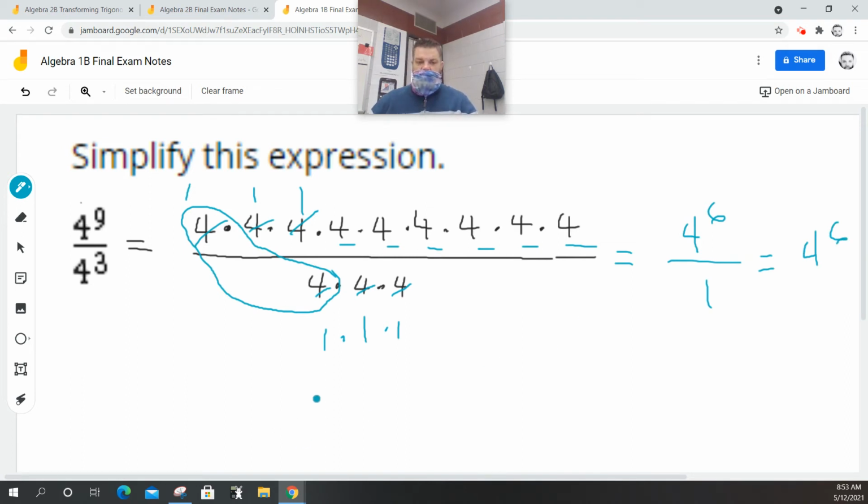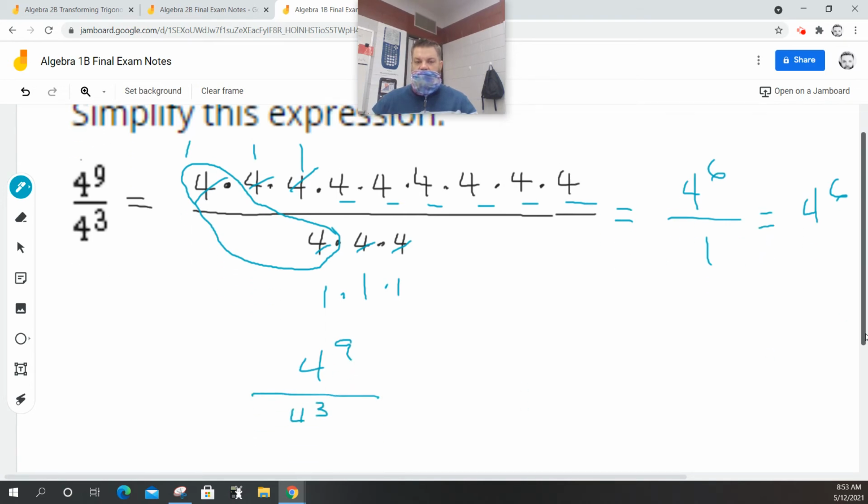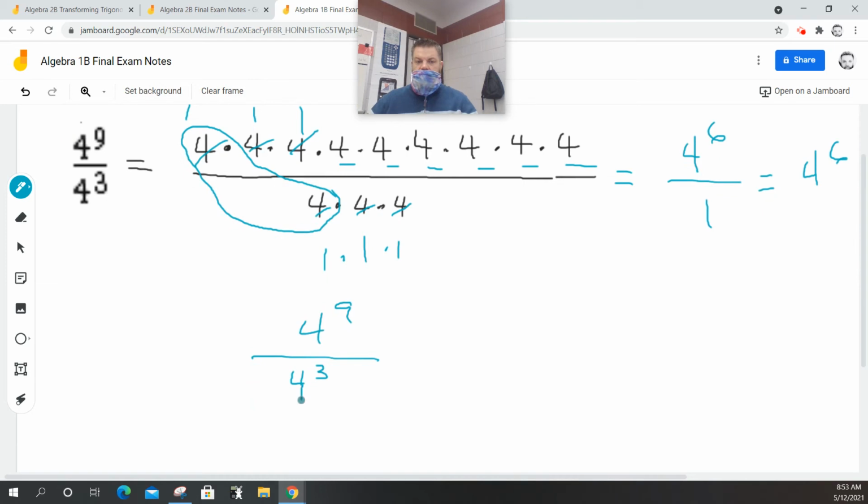What's the shortcut? Well, if I say 4 to the 9th over 4 to the 3rd, which is bigger, 9 or 3? 9. Which is smaller, the 3. So I'm going to subtract 3 here, and whatever I do on the bottom, I got to do to the top, or vice versa. Whatever I do on one side, I got to do to the other side for fractions. Sometimes we're going to have to move the stuff from the top to the bottom.